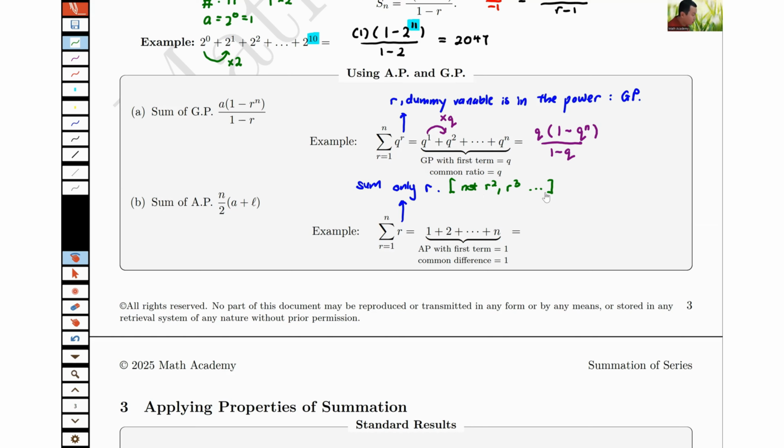This will be an AP. Okay, why is it an AP? If you write out the terms, it will be clearer. There's a +1 throughout. 1, 2, 3, 4, 5, and so on.